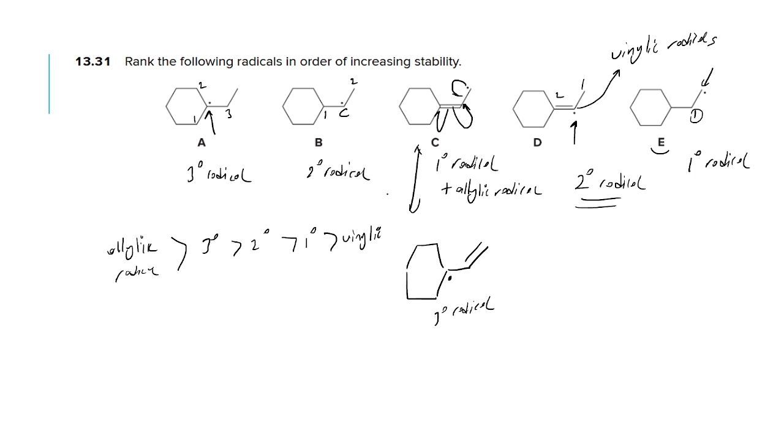So based on this, we can conclude that C is the most stable radical, and second is A, and then B, then E, and the least one is the vinylic radical D.